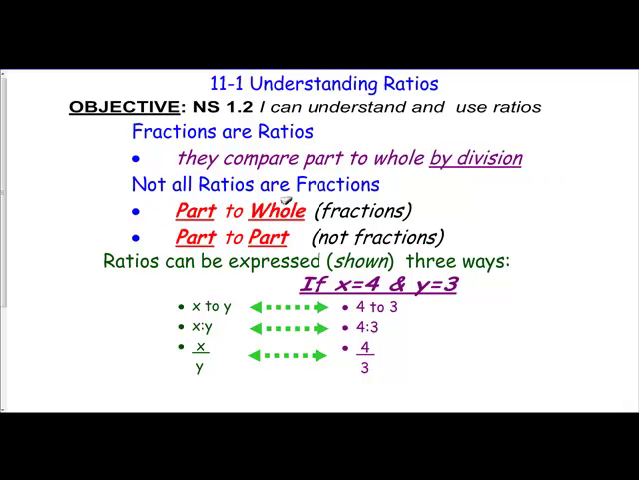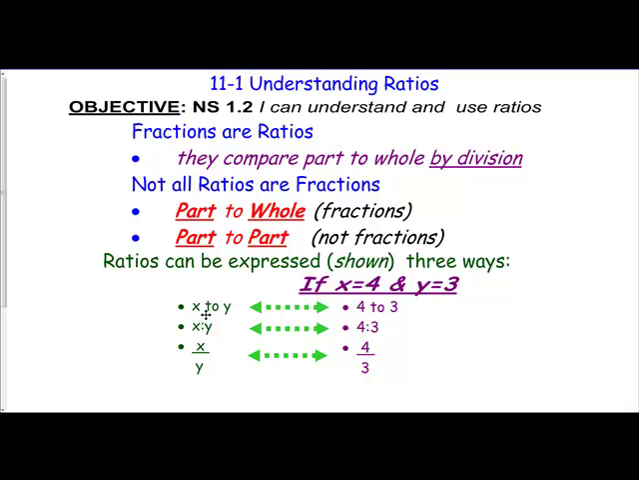Not all ratios are fractions, because remember, fractions are part to whole. But you can also have a ratio that is part to part. They're not a fraction, but they are a ratio. We can write or express or show ratios in three different ways.